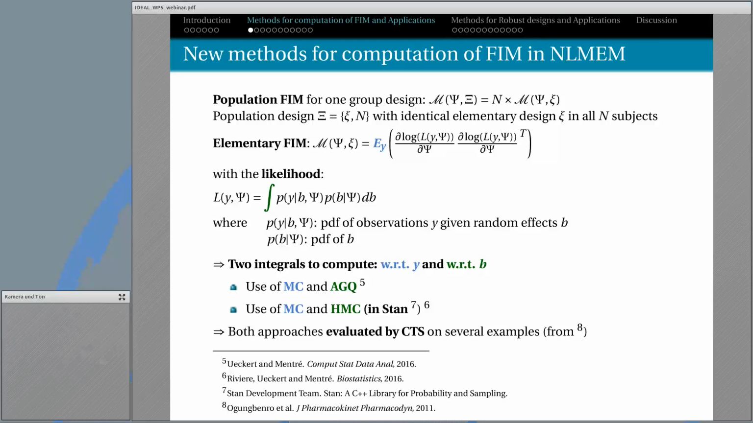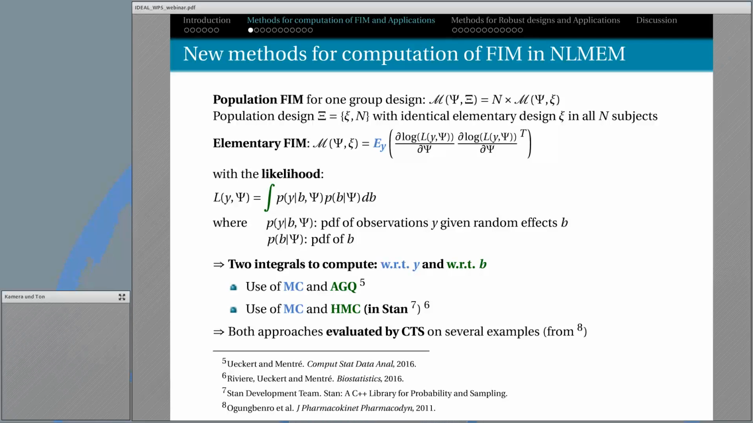In the two approaches we developed, we use standard Monte Carlo to compute the first part, by simulating observations out of the model. For the second part, the integral on B, the random effect, we can use either adaptive Gaussian quadrature or Hamiltonian Monte Carlo. Hamiltonian Monte Carlo, HMC, is a specific MCMC approach, Markov chain Monte Carlo, that is implemented in the software Stan, developed by the Stan development team, and which is supposed to be more powerful than standard MCMC, and that we used here. For that, we had to develop R code. Both are written in R, and we link our code to Stan through RStan.